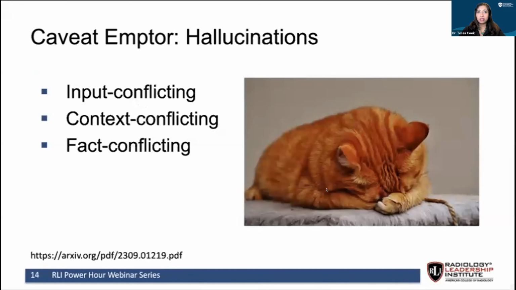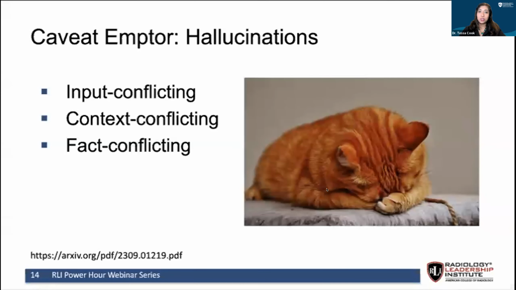You saw from Paul's discussion about the risks of bias in these models. And there's also something that has been termed hallucination by AI scientists. And there are different kinds of hallucinations. There are input conflicting hallucinations where the content that comes out of the chatbot deviates from the content that was in the prompt. There are context conflicting hallucinations where it generates contradictory content and it contradicts itself in its response. And there are fact conflicting hallucinations where the facts that it presents in its response are just incongruous with reality. And these can actually be subtle.